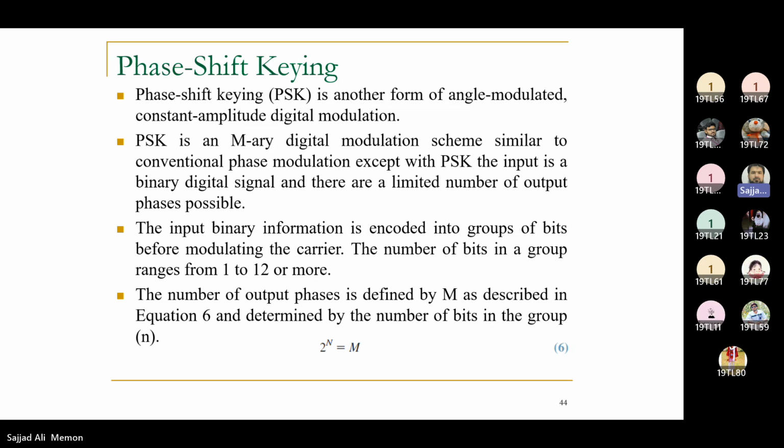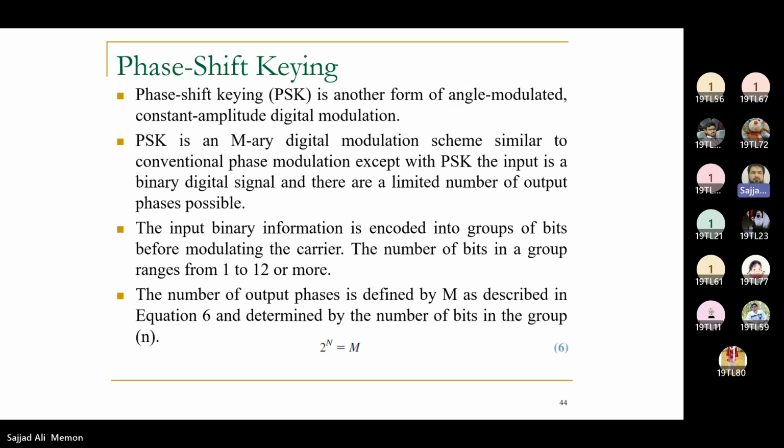The number of output phases is defined by M, as described in equation 6, that is 2 power N is equal to M, where capital N is the number of bits in a group. So the total number of phases will depend on how many bits we take in a symbol.